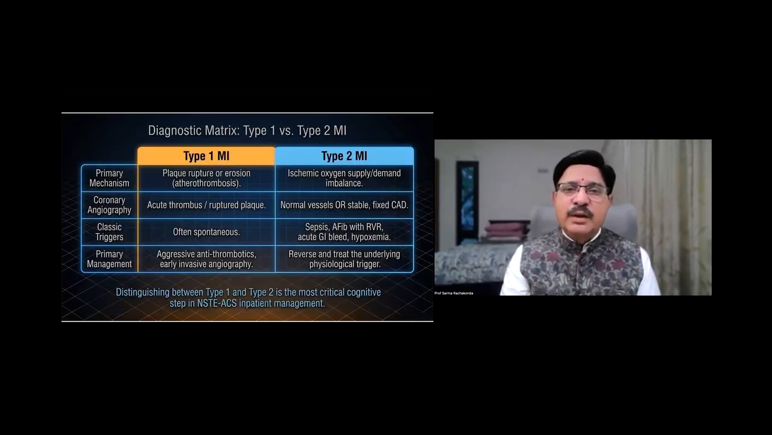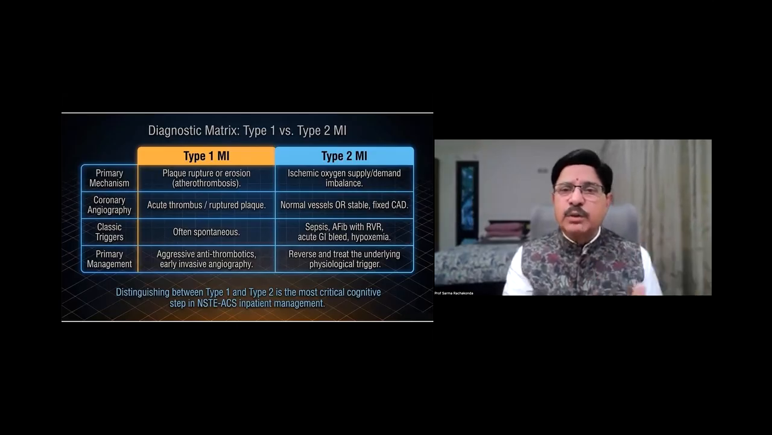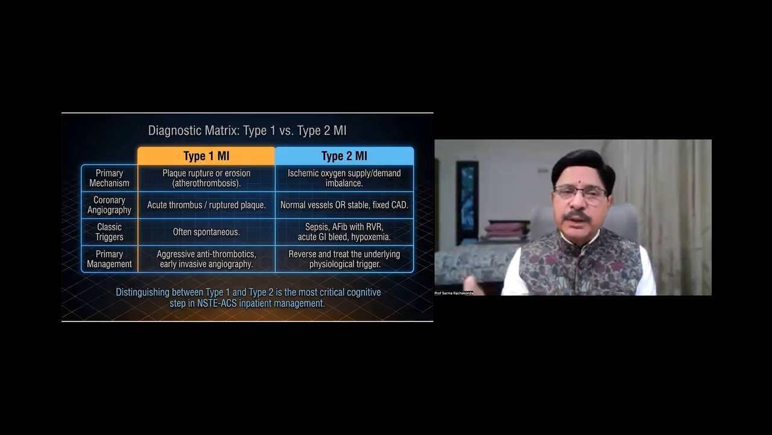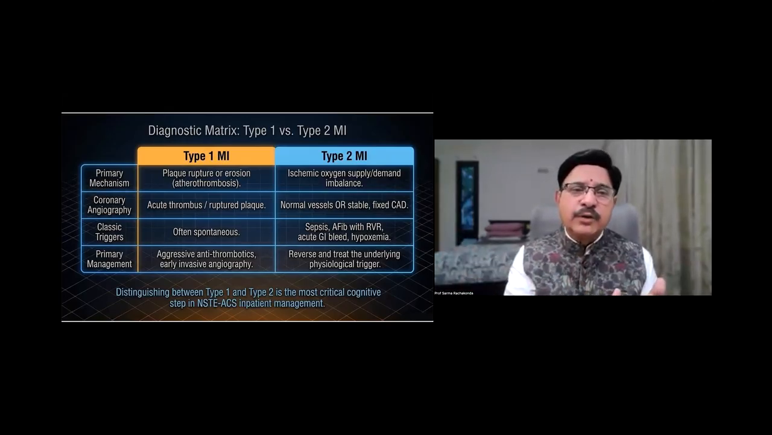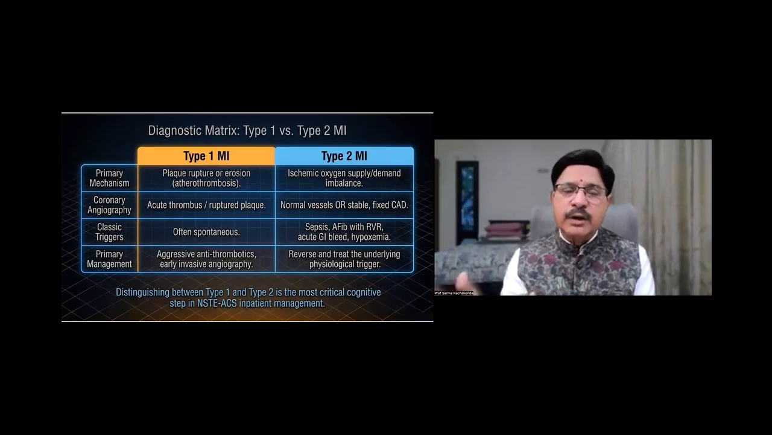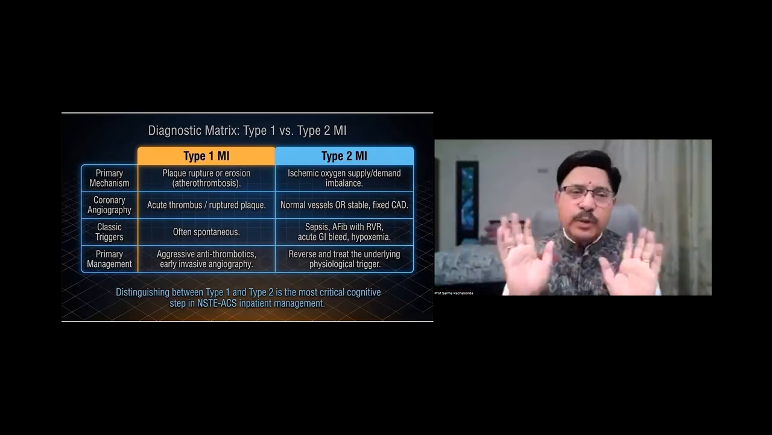Now, what is the matrix? Matrix is a table: type 1, type 2. Primary mechanism: plaque rupture or erosion, atherothrombosis. Type 2: ischemic, oxygen demand-supply imbalance. Coronary angiography: type 1 shows acute thrombus, ruptured plaque; type 2 shows a normal vessel or stable, fixed coronary artery disease. You don't have to do coronary angiography; only for exclusion you may do it.